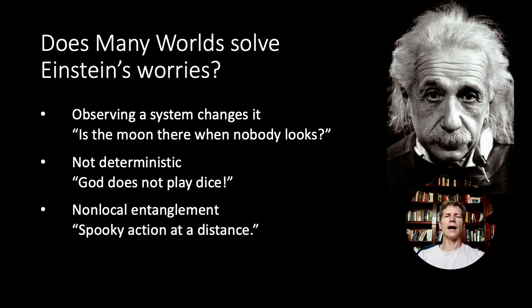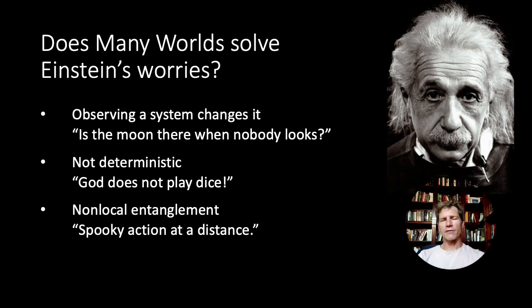So the first one, about the measurement problem, he quipped, is the moon there when nobody looks? He was making the point that surely the moon must be in one state or another state when nobody's looking at it. It can't be sort of in this fuzzy halfway house state. It must be in one or the other. So the many worlds interpretation clearly solves that. We know exactly that the moon is there, and that the act of actually looking at it doesn't change the moon. But if the moon was somehow in a superposition, it might change us.